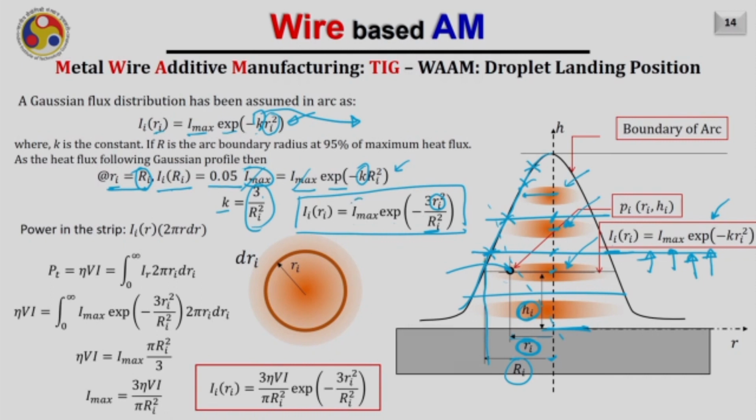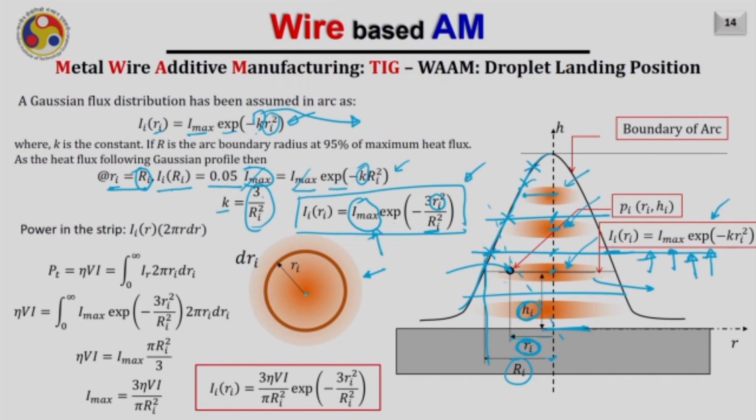Now our aim will also be to find out this I max, what this maximum intensity will be. This also can be done easily. Let me take any arbitrary cross section from the arc, and the intensity distribution in that corresponding cross section can be given by this expression. Now let us try to find out the total power inside this. And how can we do that? Assume that this is the cross section of the arc at a particular height.